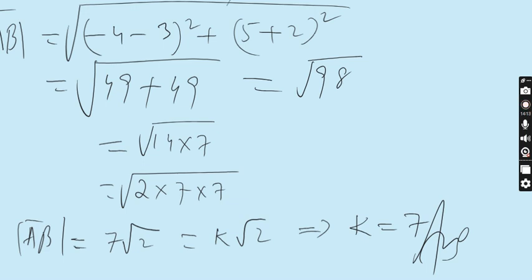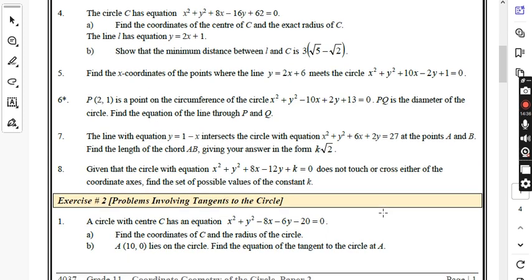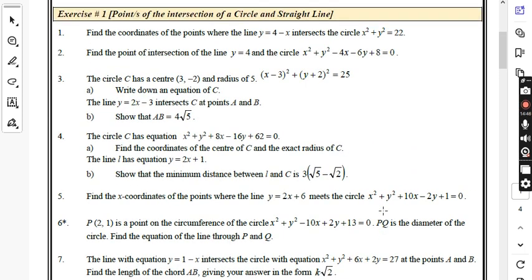So students, this is our today's class where we did 3 questions from the topic of intersection of a straight line and a circle. We will do more questions in coming lectures and more topics of this major topic, coordinate geometry of the circle. Our next topic will be related to exercise 2, problems involving tangent to the circle. Very easy questions, no issue.